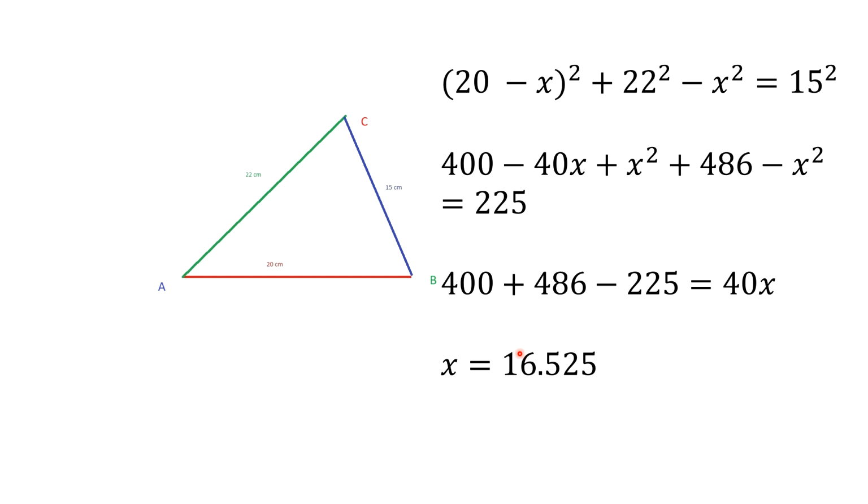So if I add these three numbers, 400 plus 486 plus a negative 225.